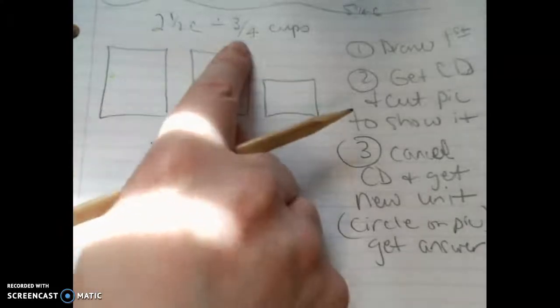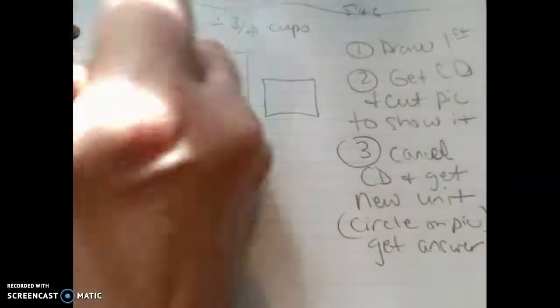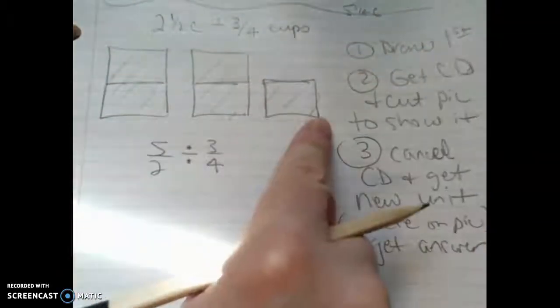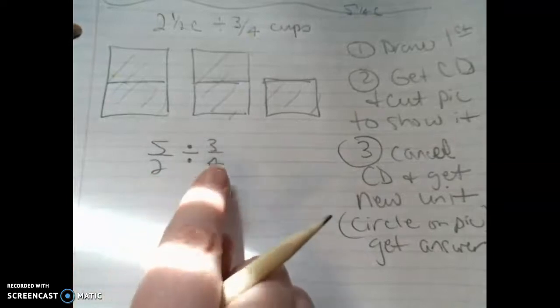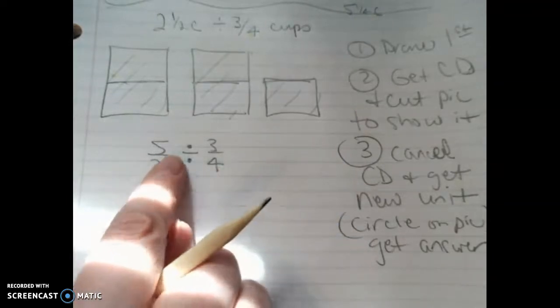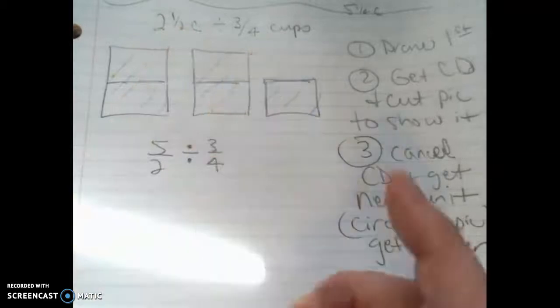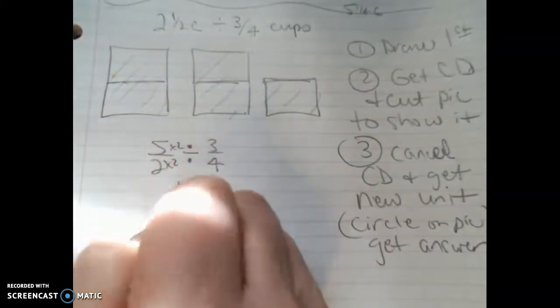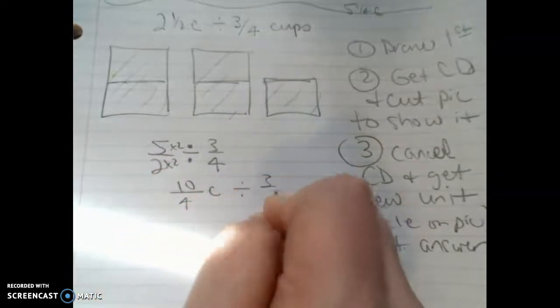So I drew my 2.5, drew the first picture, and I'm going to cut it into the halves so you should be able to see the 5 halves, right? 1, 2, 3, 4, 5. Okay. And then I'm going to really get a common denominator. I mean, I have cups with cups, but these are half cups. These are 4th cups. Those are not the same. So scale both by 2. So I get 10/4 cups divided by 3/4 cups.